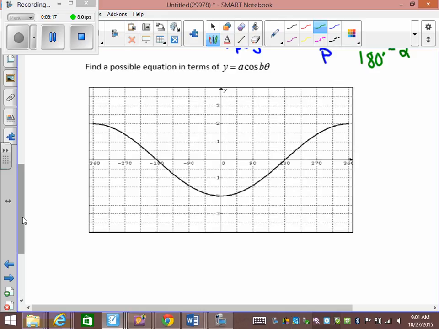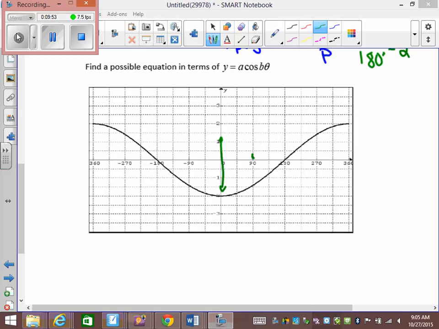So remember, there's no horizontal or vertical translations yet, which is fantastic. My normal cosine graph starts at 0, 1, and goes down and then back up to 0, 1, right? So there's a hint. What's happened here? I'm no longer up, I'm actually down. So my A value is probably going to be negative. So you try it. Get the amplitude, get the B value, try it out.